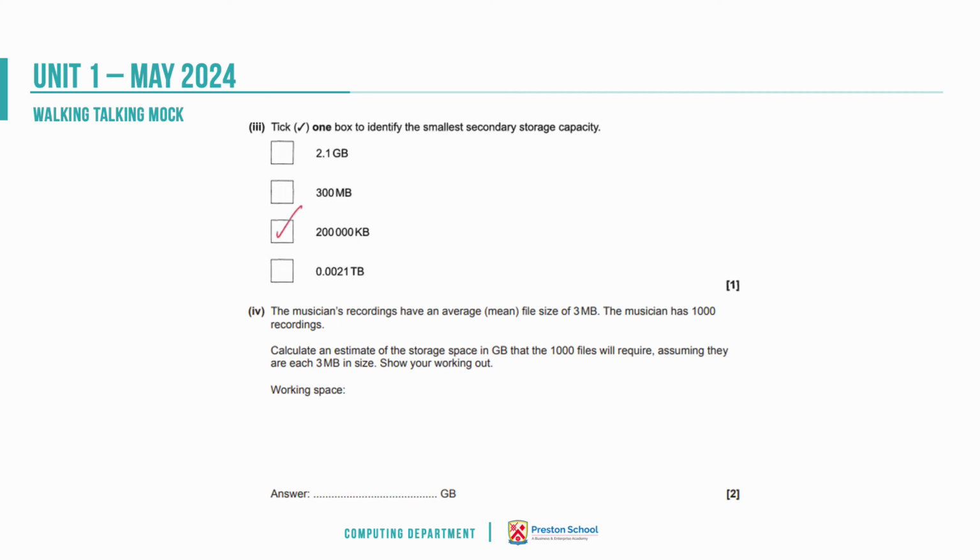We're then asked to convert 3 megabytes, but 1,000 songs, into gigabytes. That should be really straightforward maths. It's 3 megabytes times 1,000 songs, but because we want it in gigabytes, we then divide by 1,000, and therefore the answer is just 3. If you times by 1,000 and then divide by 1,000, we can ignore all of that. 2 marks there, 1 for the working and 1 for the answer.